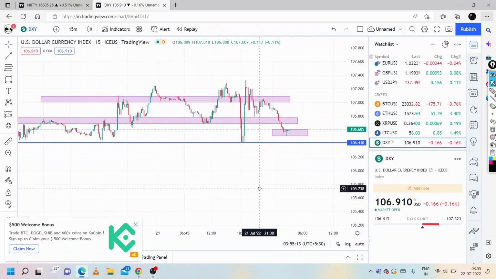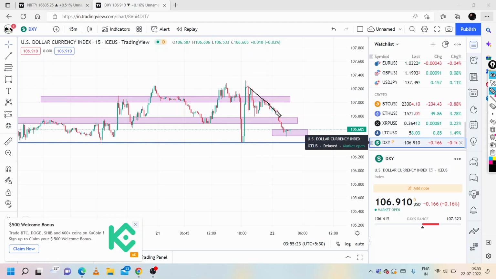So as we can see, this is the dollar index. Now you can clearly see that dollar index is decreasing. Now when the dollar index is decreasing, that is good for our markets. The markets will go up. So if the dollar index breaks this level, that is around 106.4, then there are chances that market will be bullish.